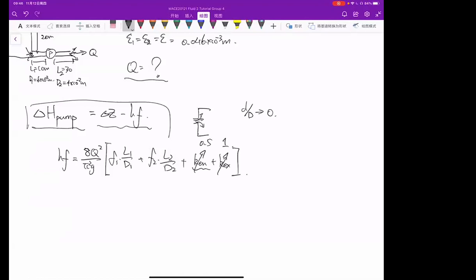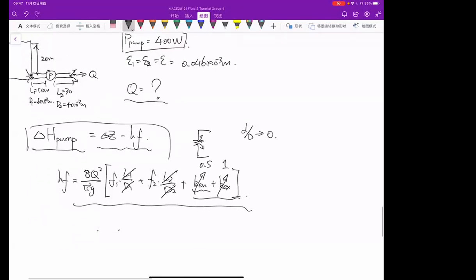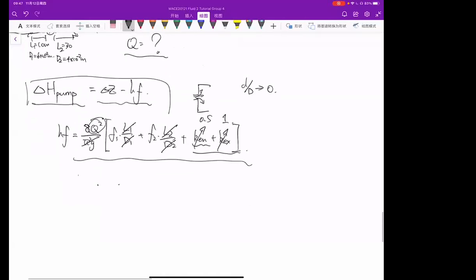So then it's pretty straightforward. We could have HF as a function, a constant times Q squared. Sorry, so then we have 2K given. We have L2 given, D2 given, L1 given, D1 given. Q is unknown. Pi and G are given. So then the problem is how to find F1 and F2.